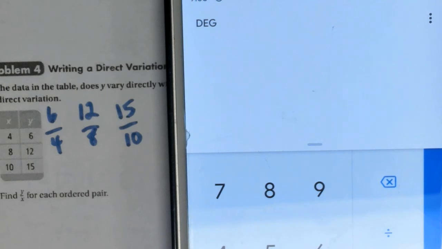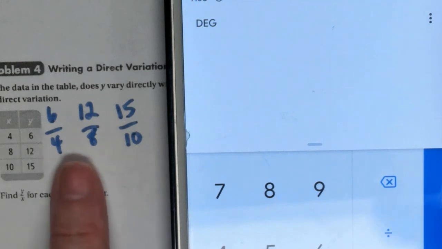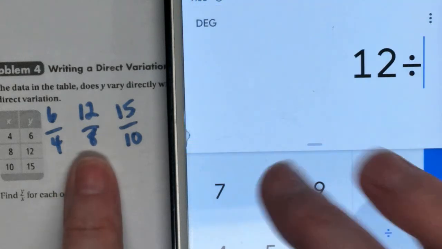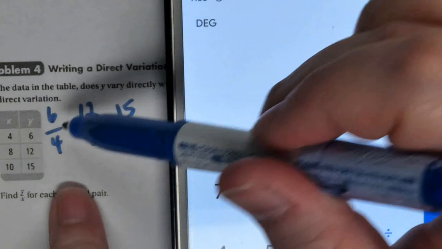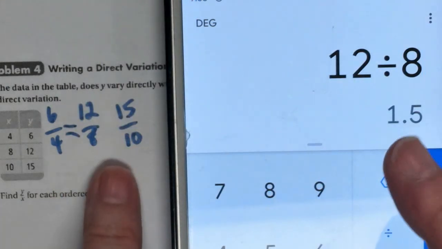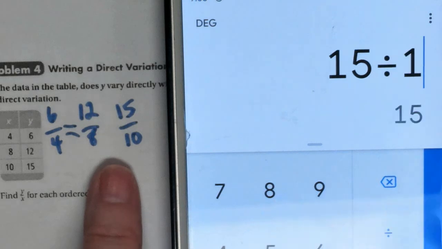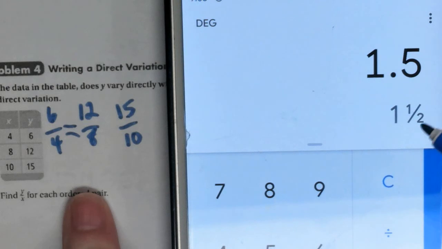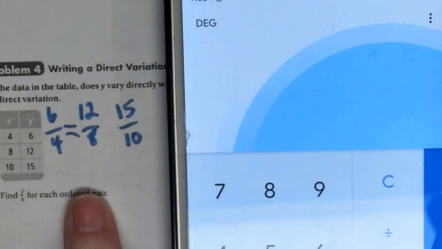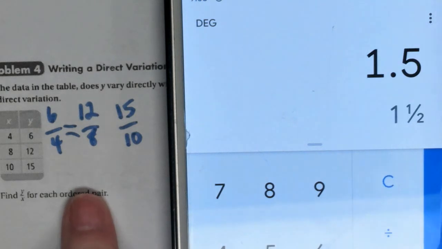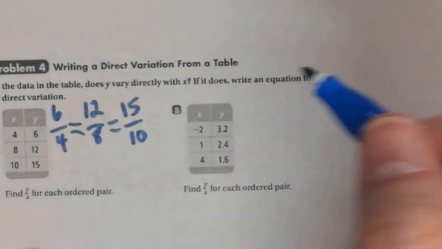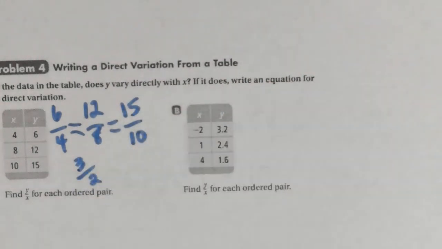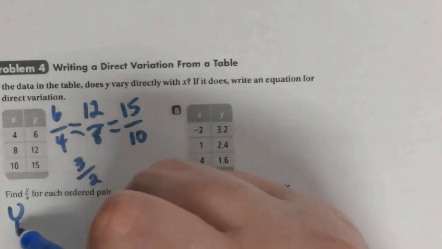Alright, so we're just checking to see if these numbers are all the same thing. Okay, so 6 over 4 says 1.5. 12 over 8 says 1.5. So that's good so far. These are the same. And then 15 divided by 10. Do you see how all of these are the same thing? And if you hit enter, it actually reduces. That's 1.5. Or you could do it like this, 1.5. It's going to give you a mixed number. But really what that is, is 3 over 2. Okay? And so that is our k.